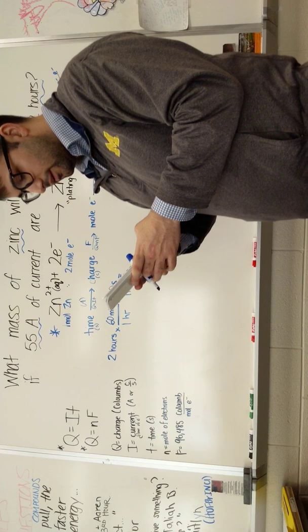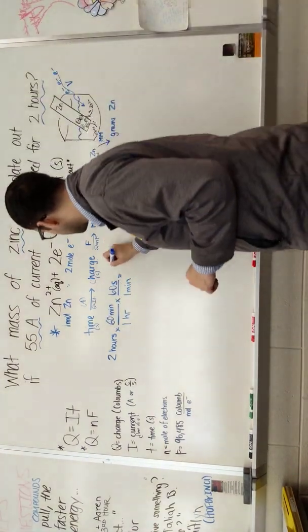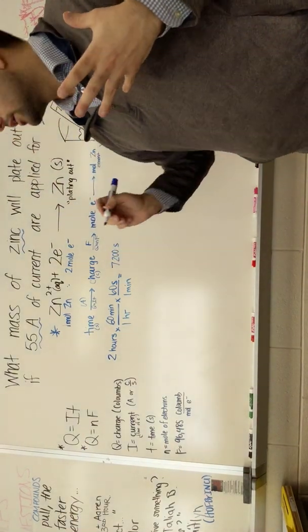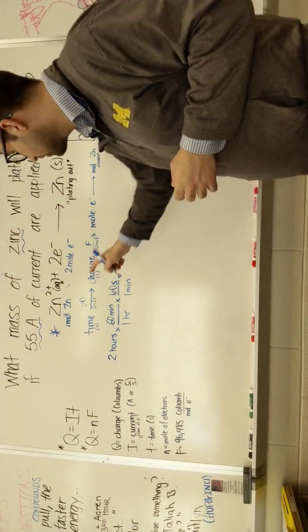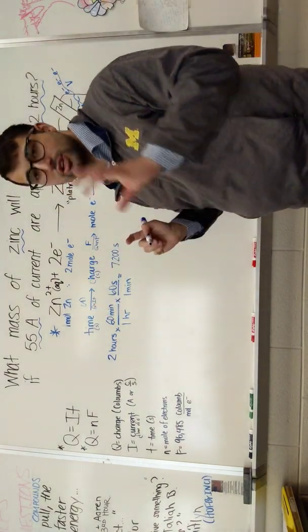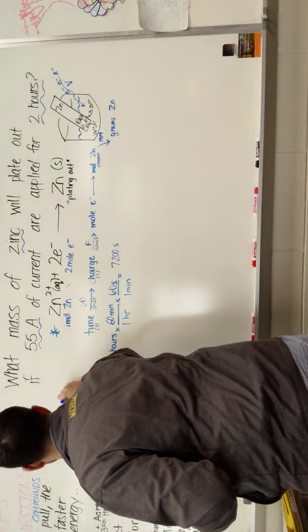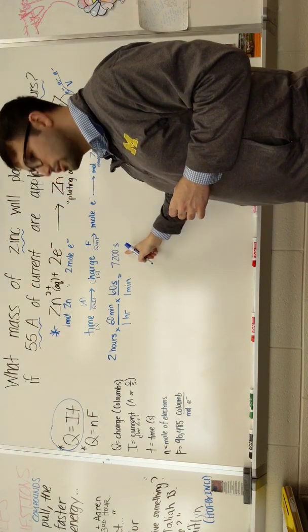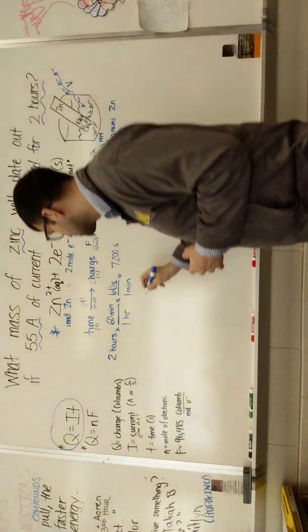So I'll do 60 times 2, and I get 7,200 seconds. So I've applied this 55 amps of current for 7,200 seconds. If I want to go from time to charge now, which is my first thing, I could use this equation, Q equals IT. If I want to figure out my charge, if I take my time and multiply it times my current, 55, I will get my charge.